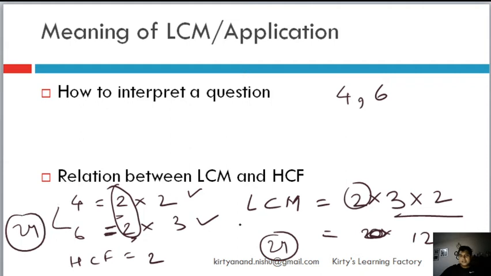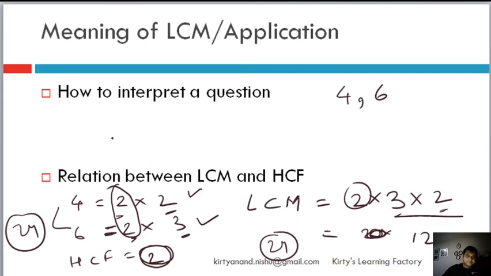But we should look at it this way: LCM is basically 2 into 3 and then the common factor 2. And HCF is basically the common factor, and one common factor we have written here. Hence when we multiply all of this together, it is nothing but the product of both numbers. So mathematically you see it's very simple that HCF into LCM is equal to the product of both the numbers.